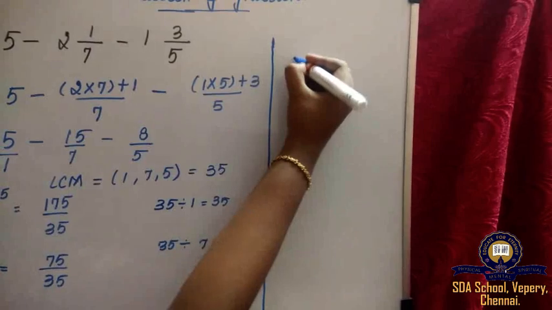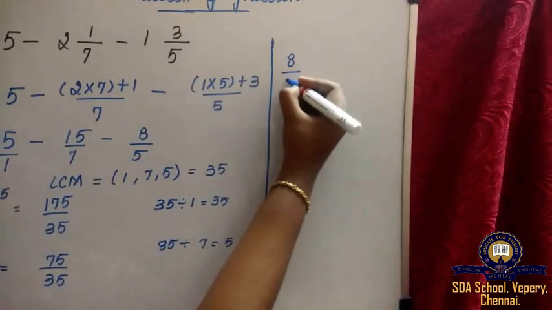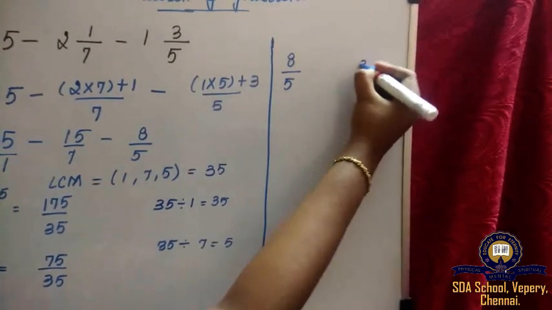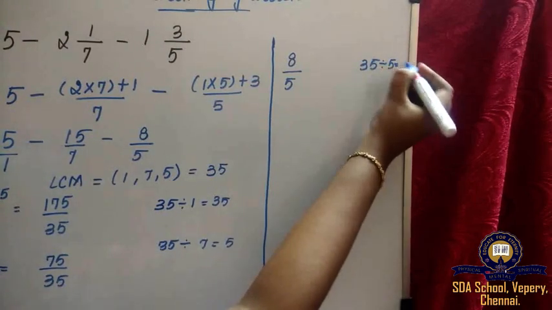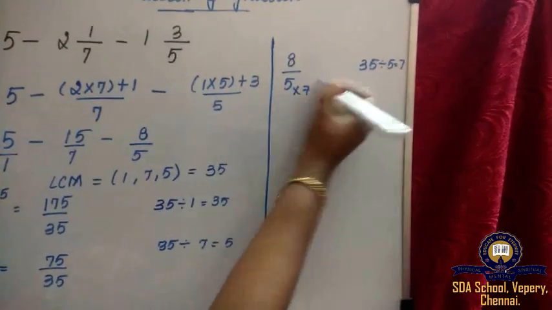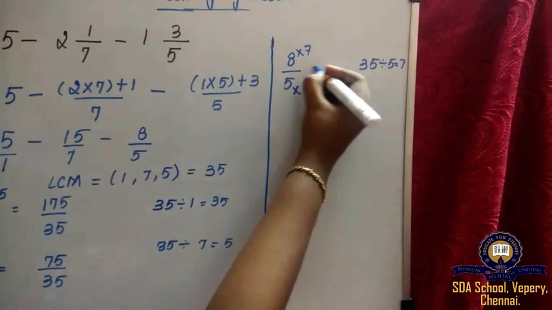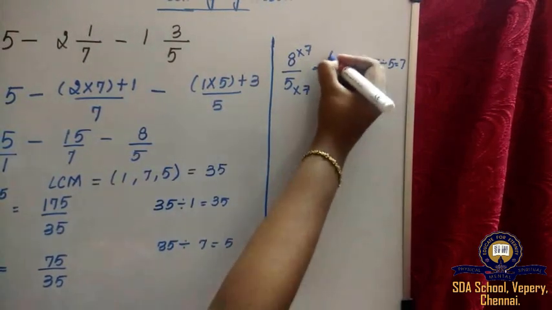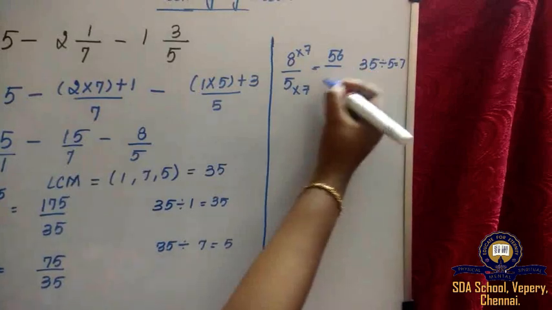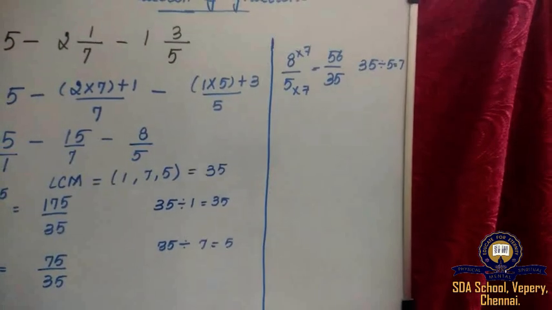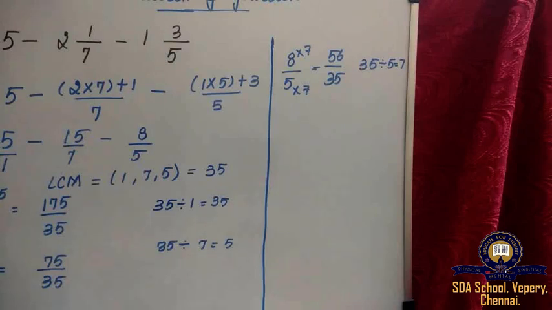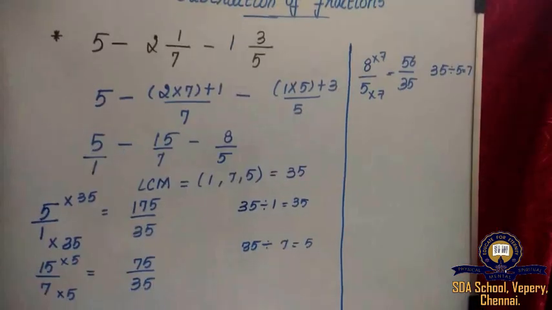Next is 8 by 5. So 35 divided by 5 is equal to 7. So we have to multiply the numerator and denominator by 7. 8 sevens are 56. 5 sevens are 35. So now we have obtained the like fraction for every unlike fraction. So now we can subtract them.